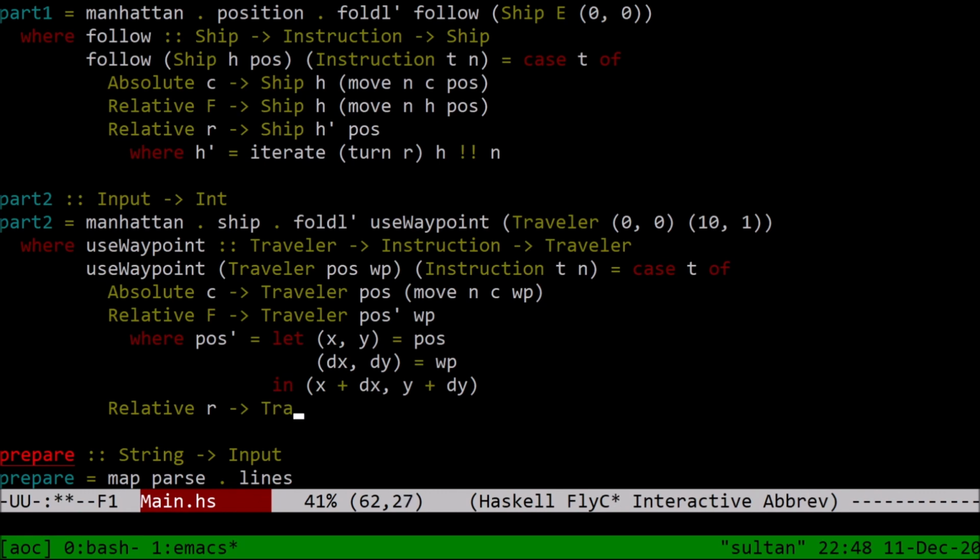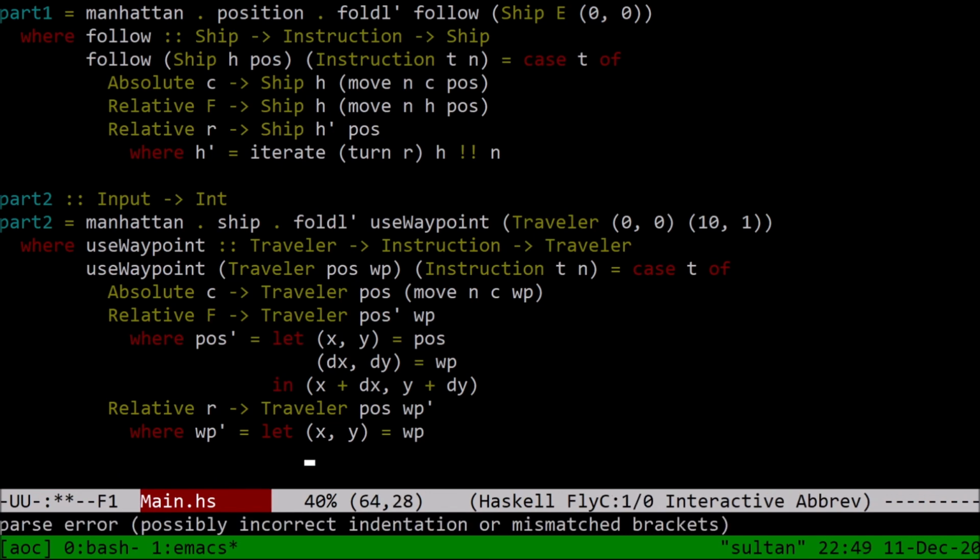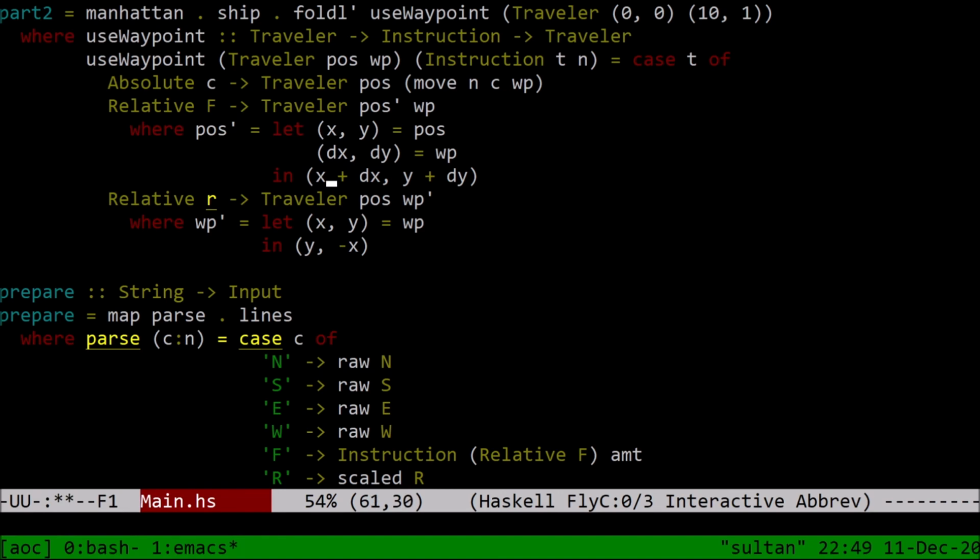So now we need traveler of position and waypoint prime, where waypoint prime equals let xy equal pause equal waypoint, I'm sorry, in take your y and make it your positive x, and your x and make it your... if I write minus x, what happens here? Unary operators are really weird in Haskell. There are very few of them. Oh, that's just for turning right.